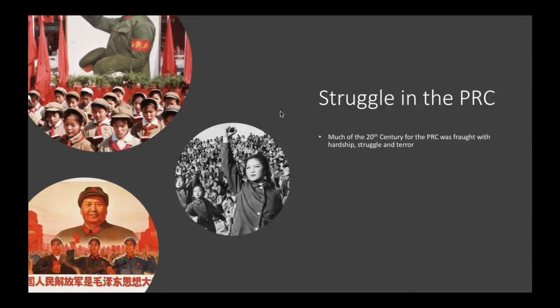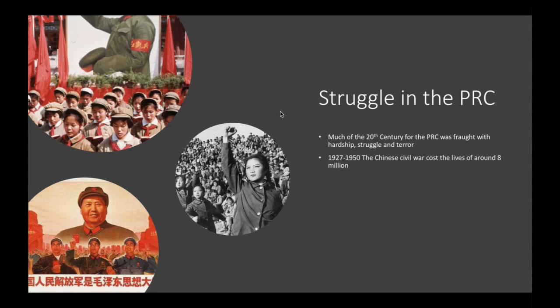Now, after the formation of the People's Republic of China in 1949, much of the 20th century was defined as a century of struggle, hardship, and indeed terror for many people living in the earlier years, broadly the first 30 years of the People's Republic of China's existence.